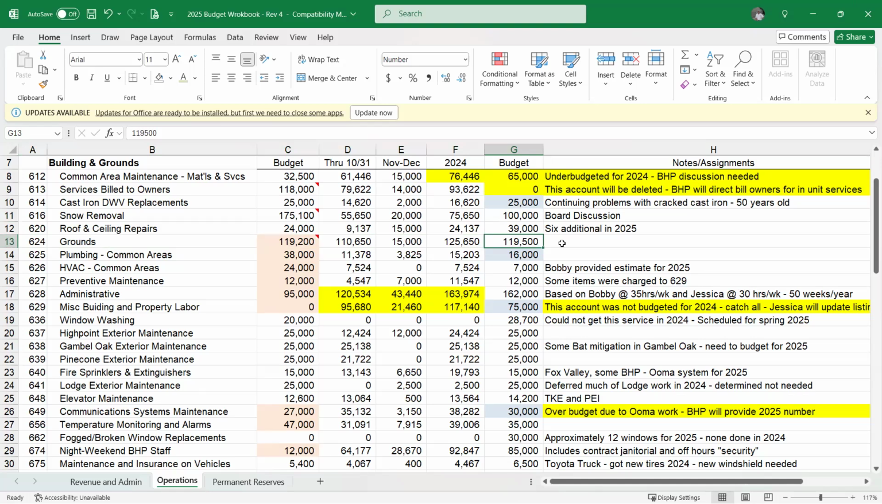Well, when you talk about grounds, think about how much free labor we got from owners. One of the problems that we had this past year, and we had a lot of complaints, was weed control. Oh, weed, yeah. So is that including 624?